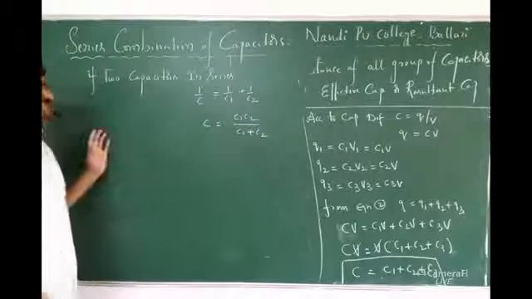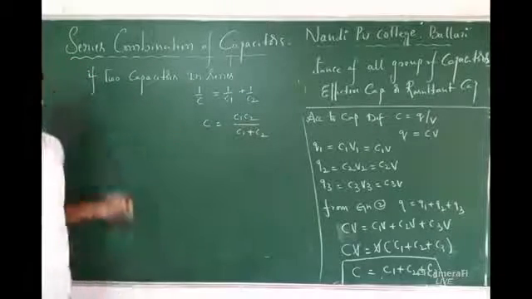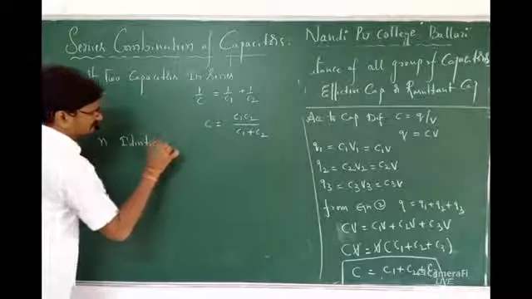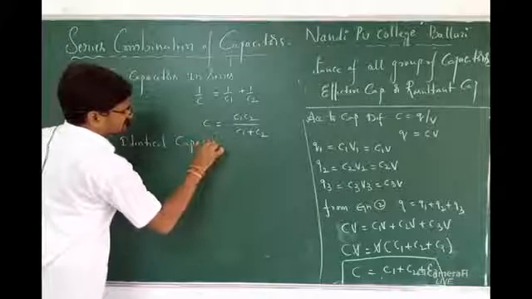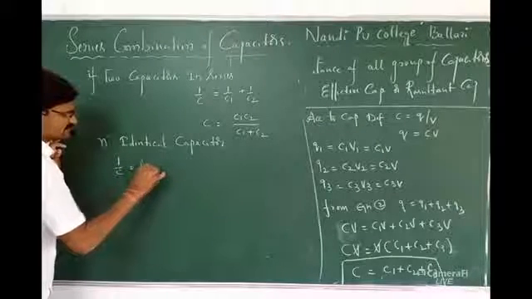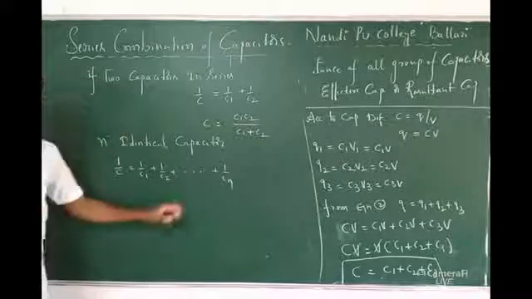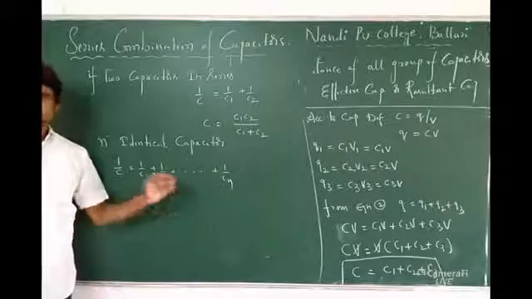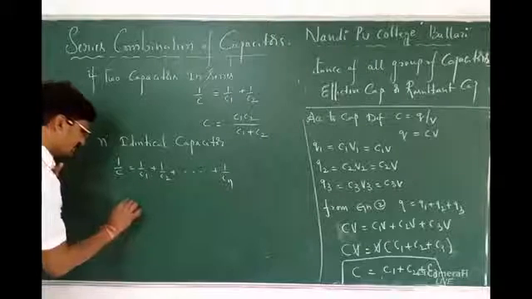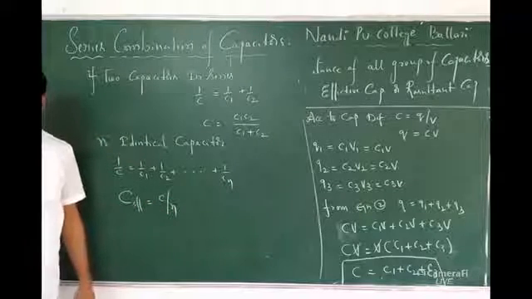Okay. So like this, for example, I have n identical capacitors. How can I write it? 1 by C is equal to 1 by C1 plus 1 by C2 plus so on plus 1 by Cn. It's difficult to calculate, so what is the shortcut method? It's very easy to find. C effective is equal to C by N.